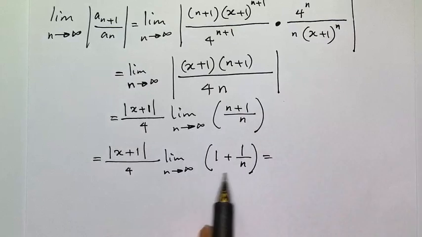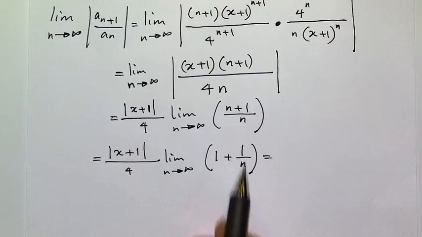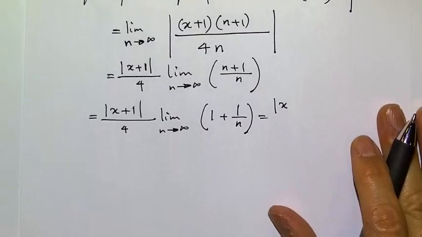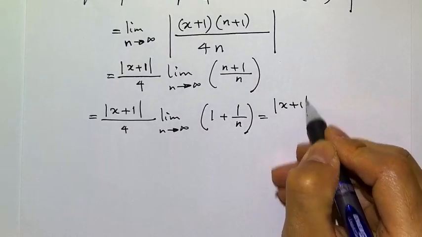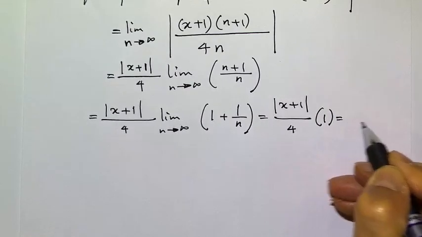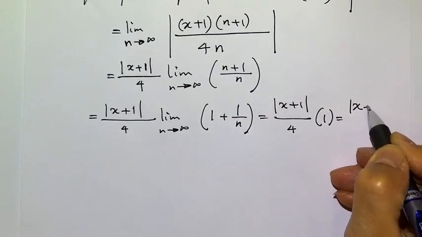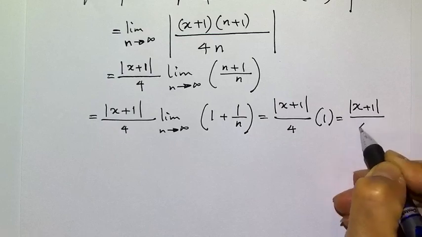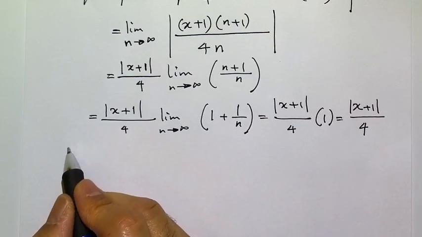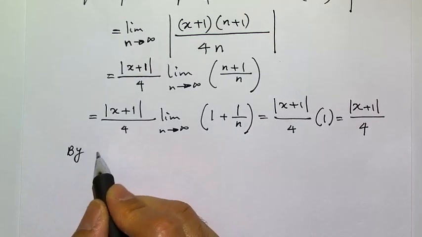And then if you apply the limit to this expression, this term will be 0. 1 plus 0 is just 1. So we end up with absolute value of x plus 1 over 4 times 1, which is absolute value of x plus 1 divided by 4. Okay? So now let's explain what we've done.